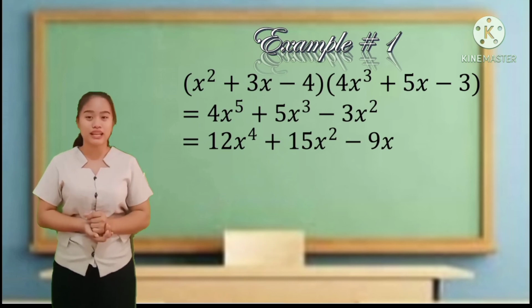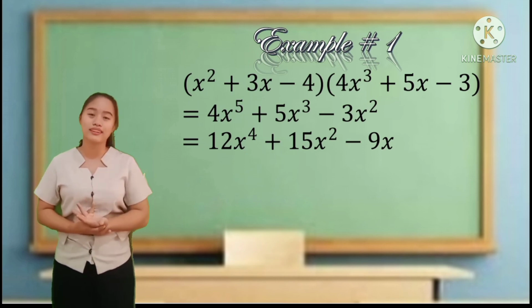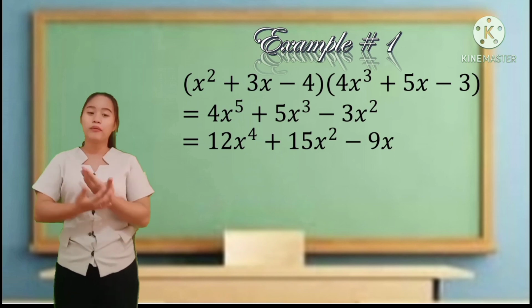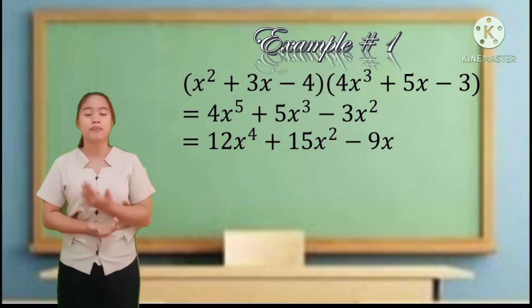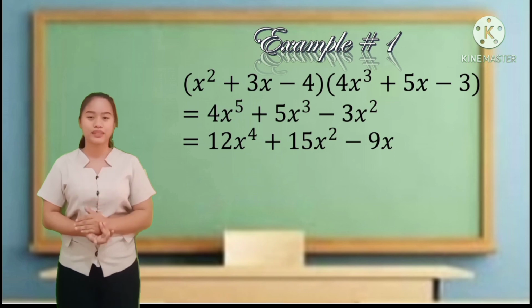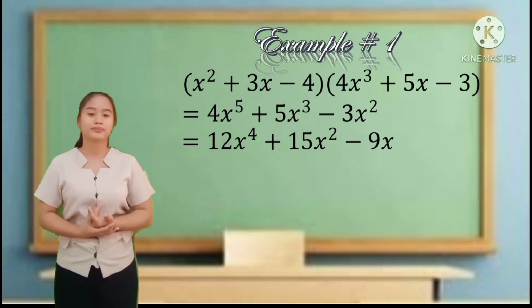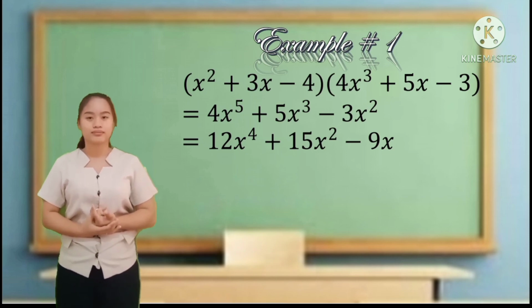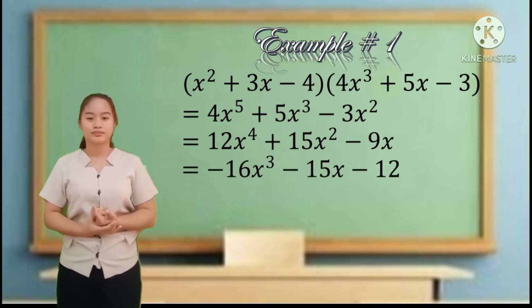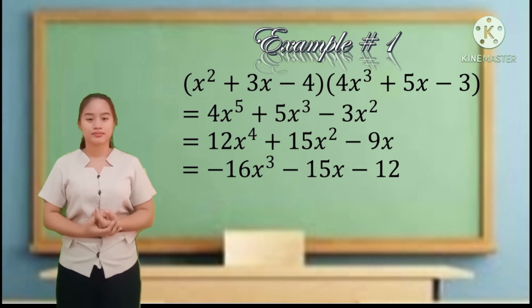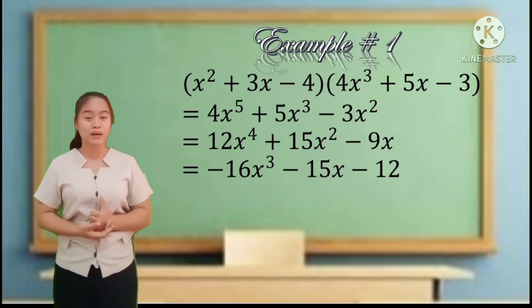Okay, very good, Mr. Adawag. Okay, so next, how about the last distribution or the third distribution, which is negative 4 multiplied by 4x cubed plus 5x minus 3. Can you solve this, Miss Sumawang? Negative 4 multiplied by 4x cubed is equal to negative 16x cubed. Negative 4 multiplied by 5x is equal to negative 20x. And negative 4 multiplied by negative 3 is equal to 12. So that's the answer. Okay, very good, Miss Sumawang.